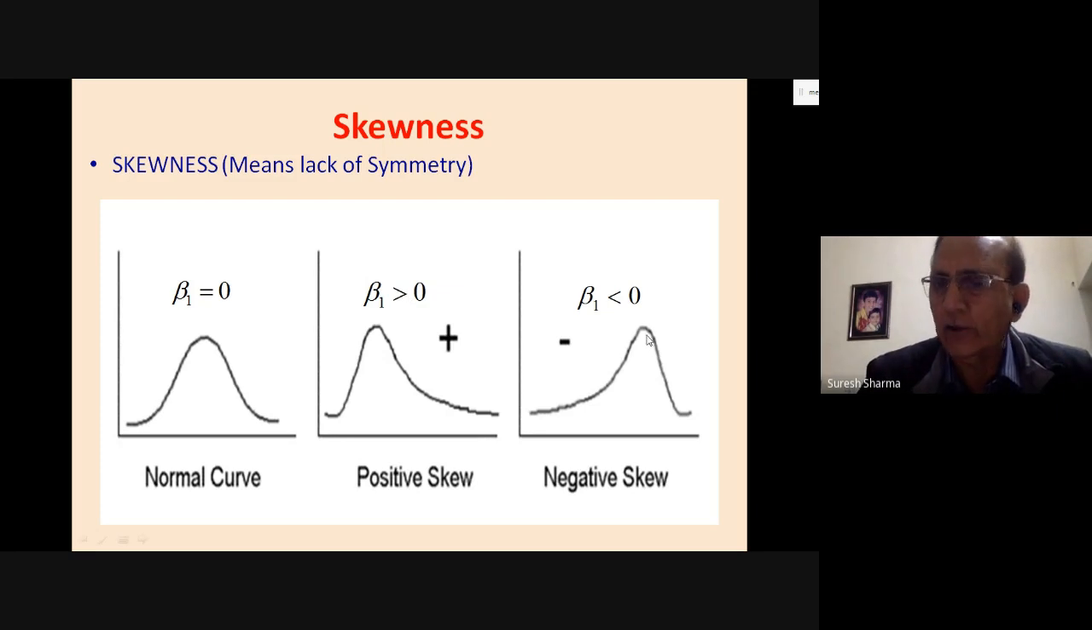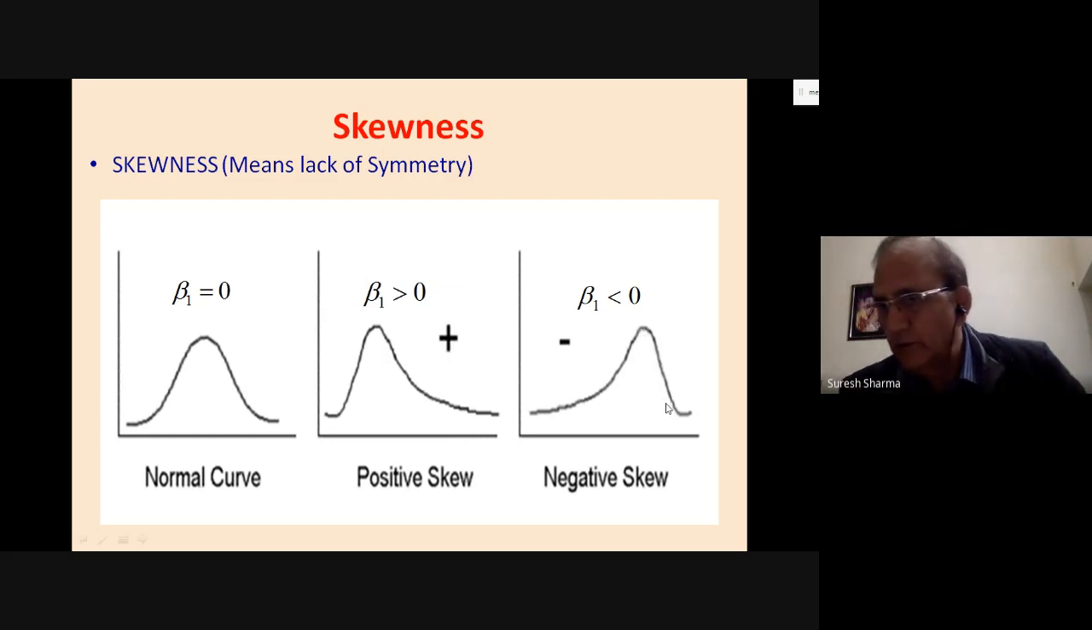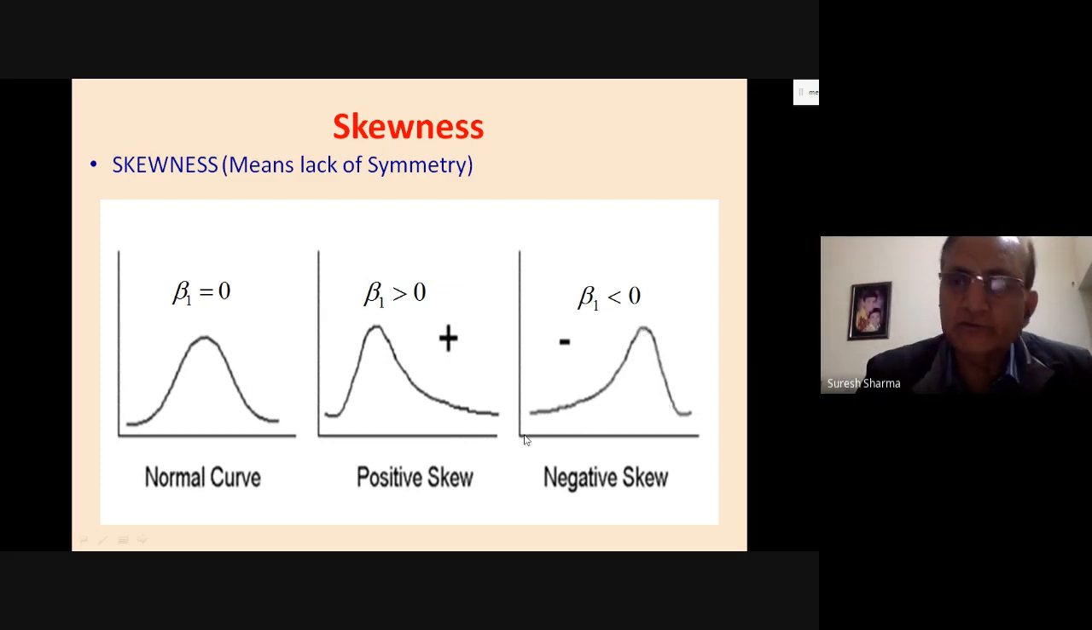And if it is the other way around, if you drop a line here, in the third figure, the area on the right-hand side is less now, but the area on the left-hand side becomes more. If this is the case, then we say that your data is negatively skewed.